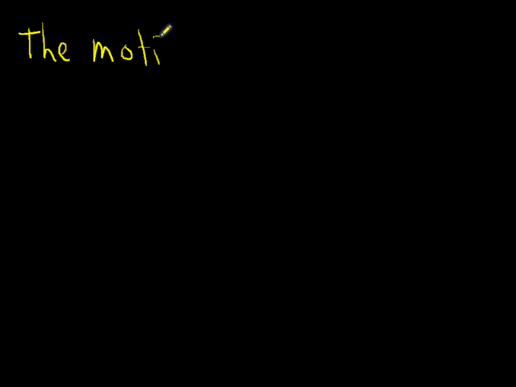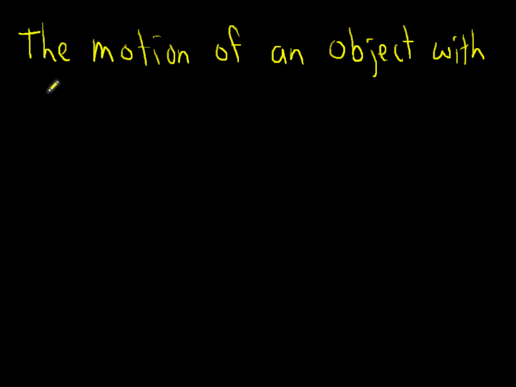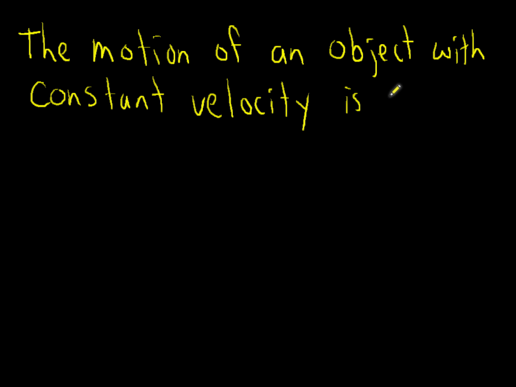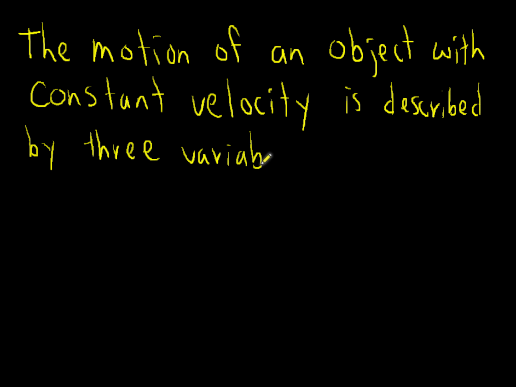The motion of an object moving with constant velocity is described by 3 variables and only 1 equation.